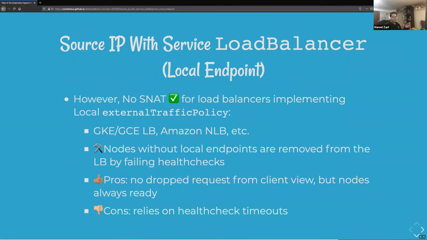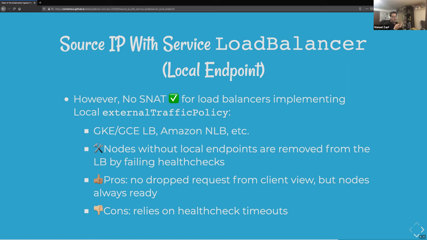However, there's also another way. We can also set this local external traffic policy, and there are a lot of load balancers actually implementing this. For example, on Google Kubernetes Engine, the Google Cloud Load Balancer, or the Amazon NLB, or whatever. What happens then is that nodes without a local endpoint will have failing health checks because there is no one responding on the port. And therefore these nodes will rotate out of the target group the load balancer is forwarding the requests to. This is of course nice because you have no requests dropped from a client perspective, everything works.